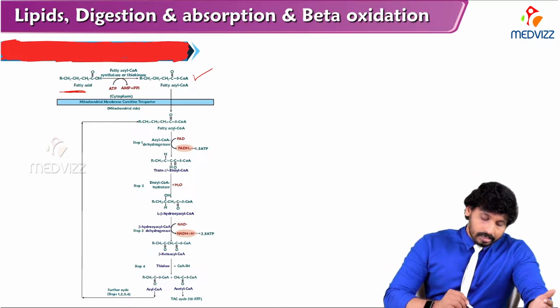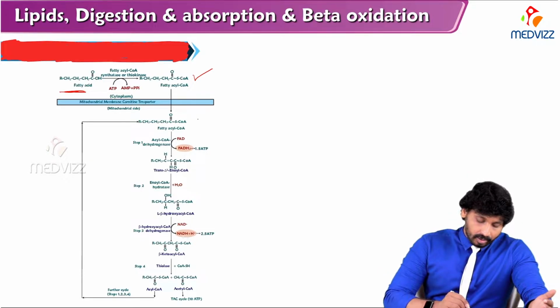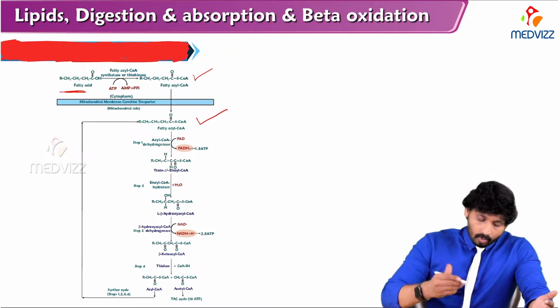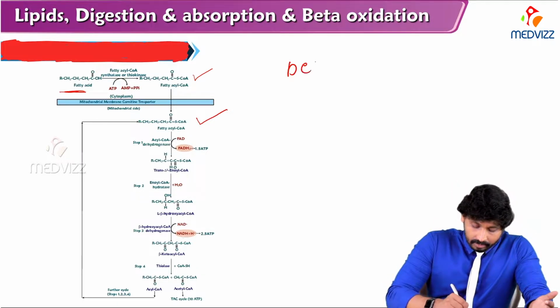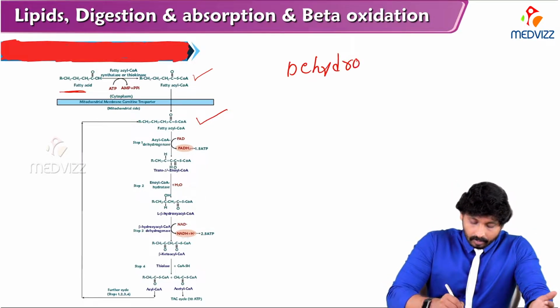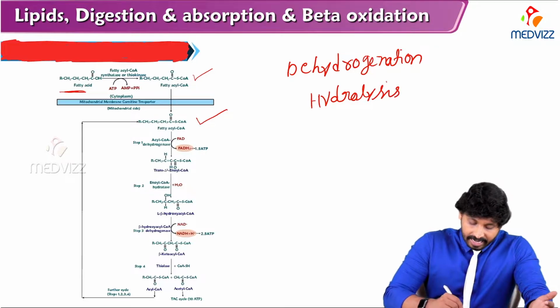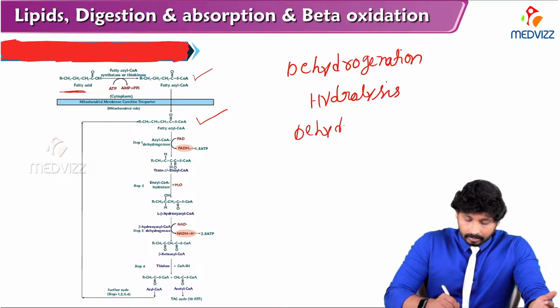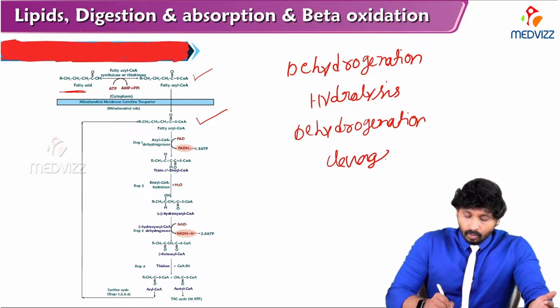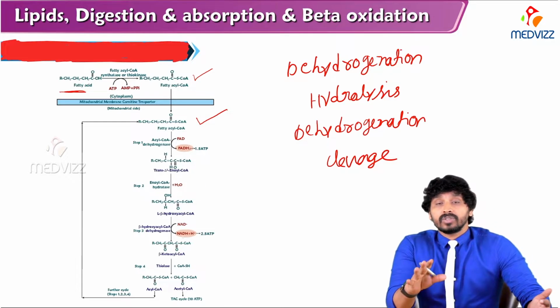Right. Once this fatty acyl-CoA enters inside the matrix, there are 4 steps. What are they? Dehydrogenation, and hydrolysis, again dehydrogenation, and cleavage. So these are the 4 steps for beta oxidation proper.